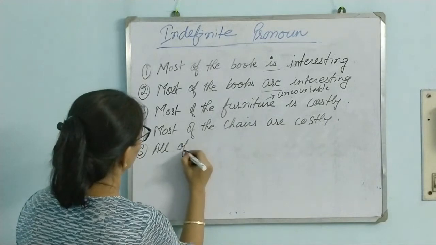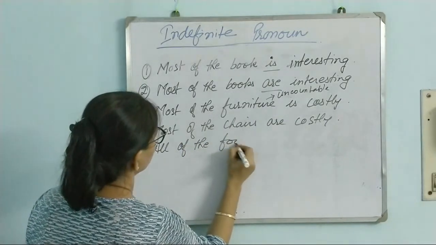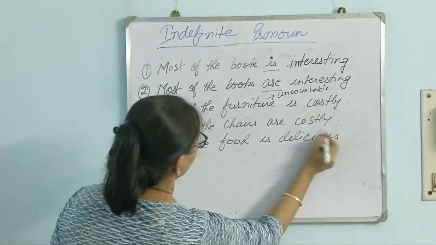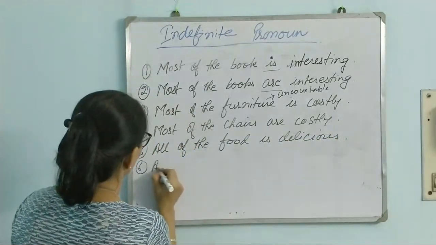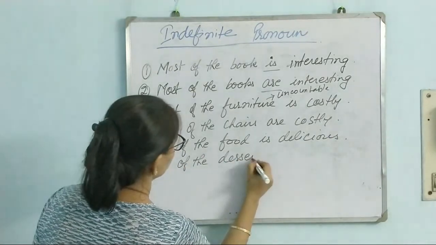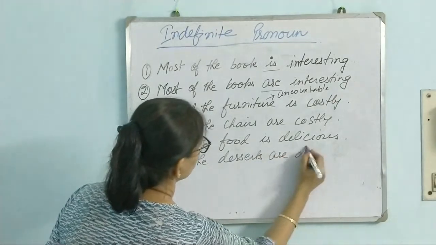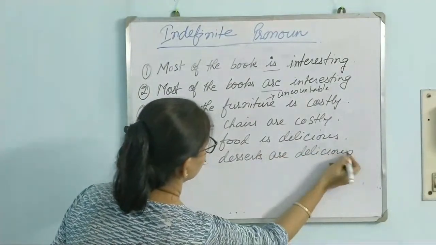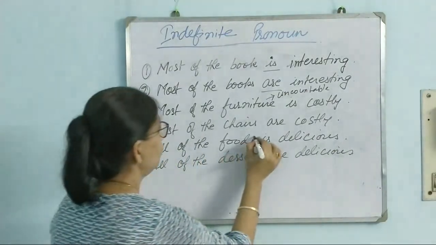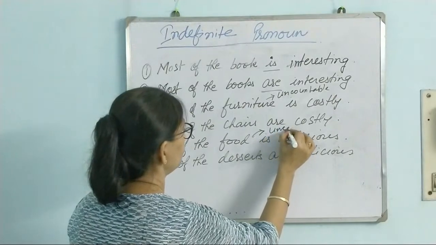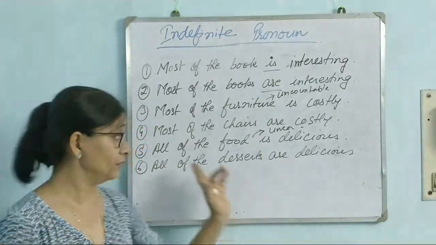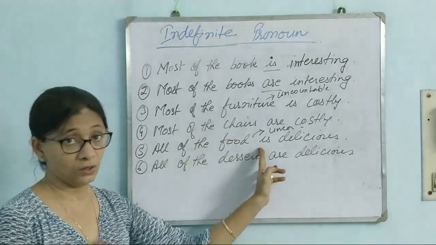Now let us see yet another one. All of the food is delicious. Then, all of the desserts are delicious. So here, all of the food, again the same logic, food is uncountable. Food we cannot count. That is why it is always used as singular number. So here with all we use singular verb is.